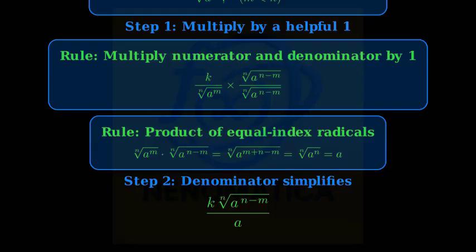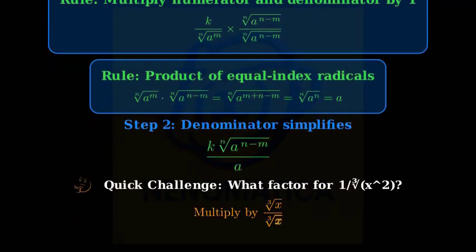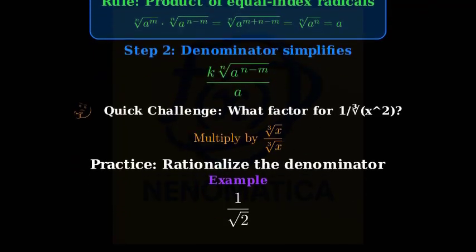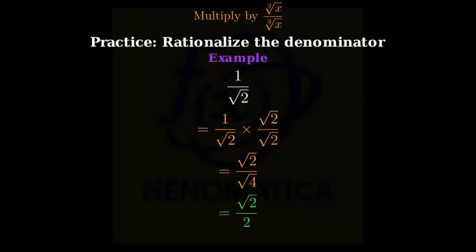Quick challenge time. Predict the factor you would multiply by if the denominator were the cube root of x squared. Now, 2 worked examples. Example 1. Rationalize 1 over square root of 2. Step A. Multiply top and bottom by square root of 2. Step B. Simplify the denominator to 2.